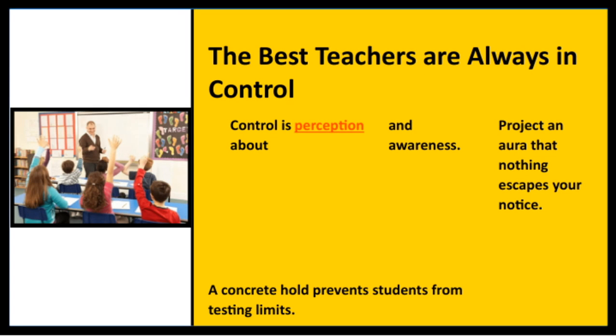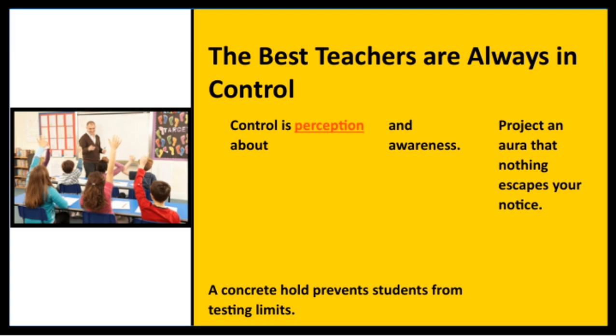What I mean by that is establishing clear boundaries so students know what's acceptable and what's not. This helps create a stable environment where expectations are consistent. Project an aura that nothing escapes your notice. This means demonstrating confidence and awareness at all times so students understand you're attentive and in control. When they see that, they're more likely to respect your authority.